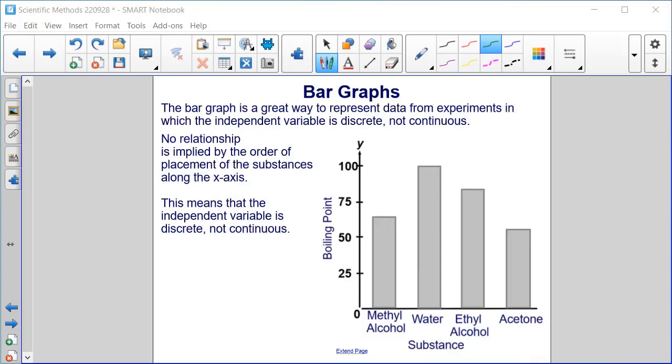The bar graph is a great way to represent data from experiments in which the independent variable is discrete, not continuous. No relationship is implied by the order of placement of the substances along the x-axis. This means that the independent variable is discrete, not continuous.